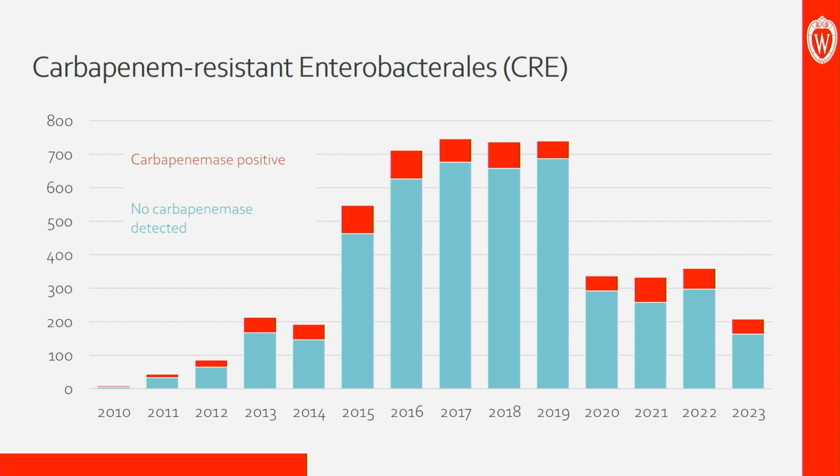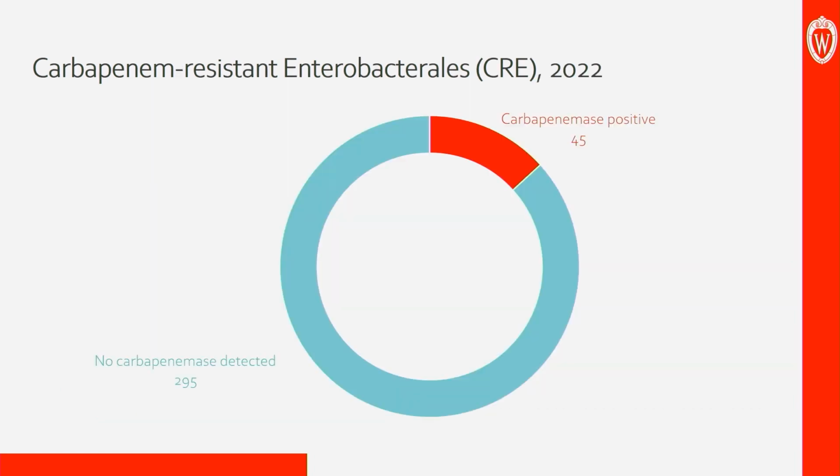So that drop is actually not that bad. We had previously been requesting all isolates that were non-susceptible to carbapenems, so either resistant or intermediate susceptibility. We really did not detect any carbapenemases in those that were only intermediate, and so we switched to only requesting resistant isolates, and we think we're still catching all of the carbapenemases. So of those CREs that we were testing, the majority do not have any carbapenemases, but in 2022 we detected 45.